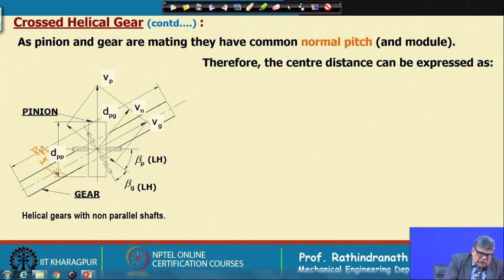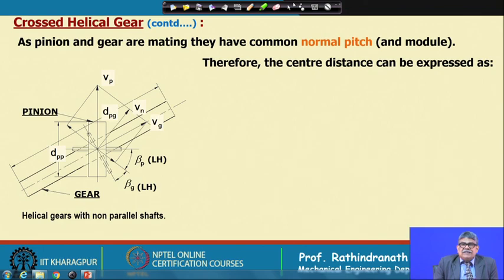And normal pitch will be in these directions. Sorry, this will be the face pitch, and if we consider the normal, that will be the normal pitch P_n, which is given by the relations we have already discussed. As pinion and gear are mating, they have a common normal pitch, and therefore the module is also the same.